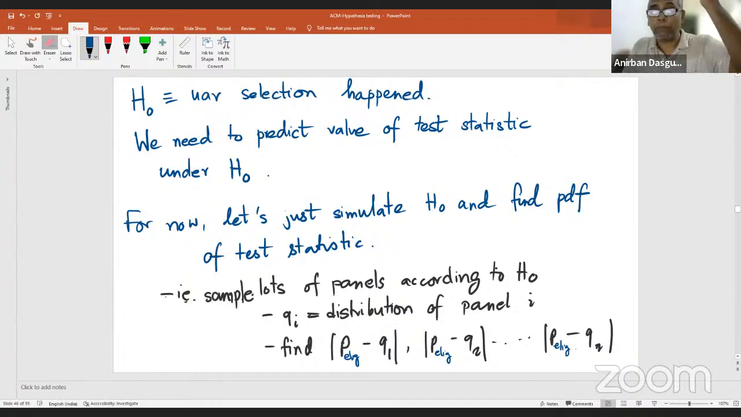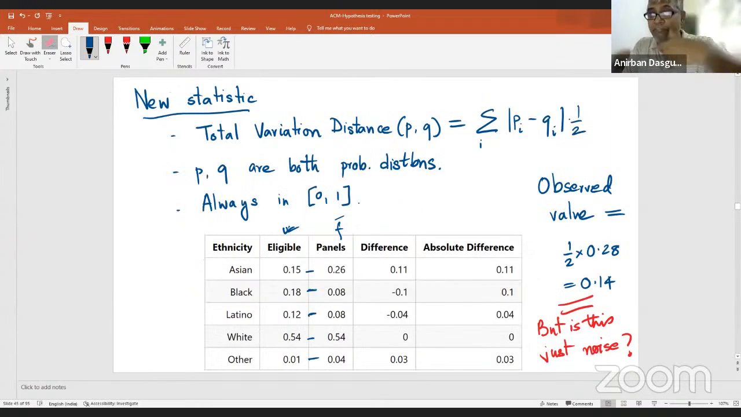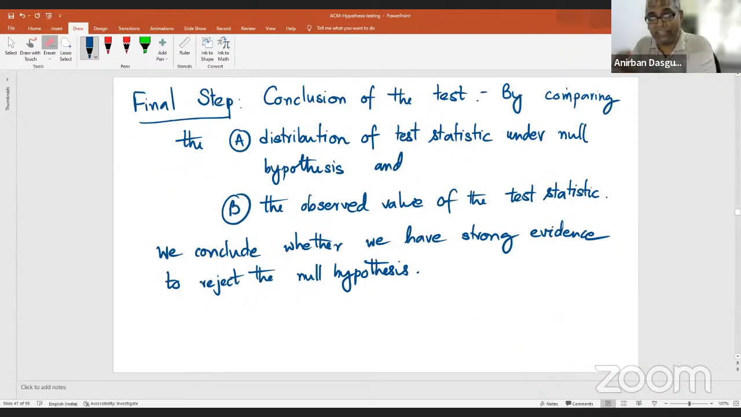And now you can go back and look at 0.14 and figure out where exactly in the distribution this 0.14 lies. Does it lie at the center? Does it lie at the tail? And this is the final step of the test, the conclusion of the test. By looking at the distribution of the test statistic and by looking at the observed value of the test statistic, we can conclude if we have strong evidence to reject the null hypothesis. This is really the story of hypothesis testing.